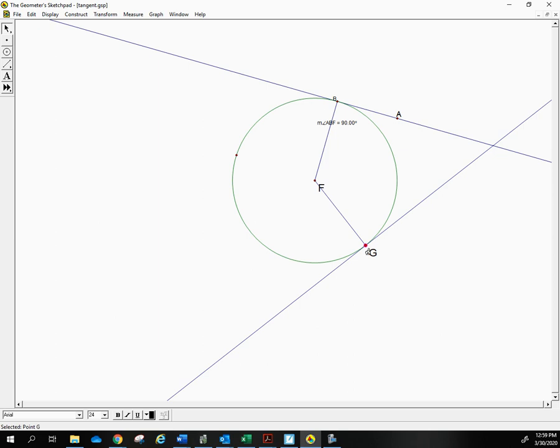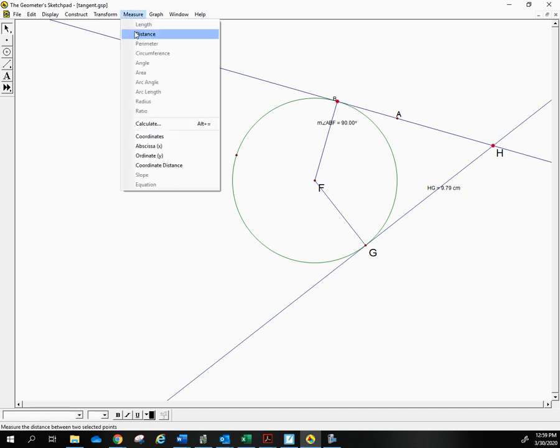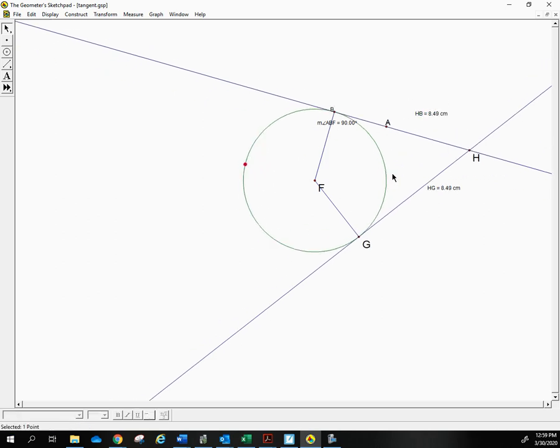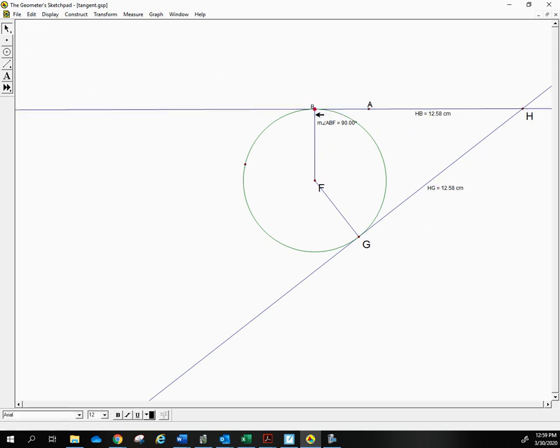That in itself has constructed a tangent line. Now these two tangents are going to intersect at that common point H, and if you were to measure the distance from H to the points of tangency, the one thing you're going to notice is this is 9.79. If I measure from H to B, that measurement is also 9.79. No matter what the size of the circle is, you can notice these lengths remain the same no matter where these tangent lines intersect.